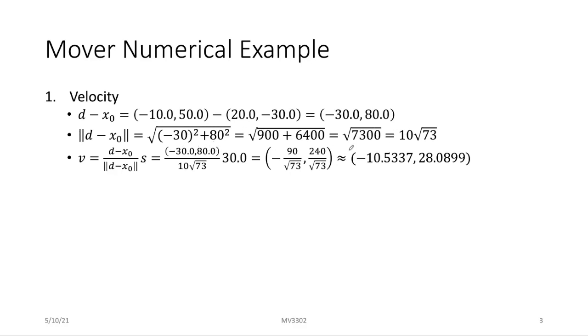So now we just plug in. Here's our difference, minus 30, 80, over 10 root 73, times 30. And when we multiply all that out, we get minus 90 over root 73, 240 over root 73, which is approximately minus 10.5 something and 28 point whatever.